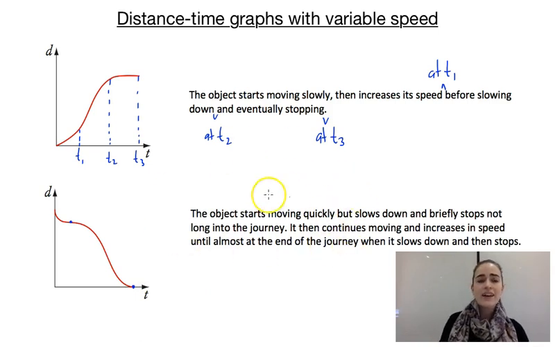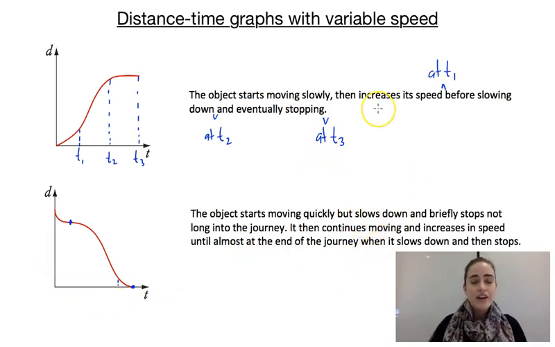When I've written that out, it is a little bit tricky because we don't have more information. So what I've said is the object starts moving quickly, but then slows down briefly and briefly stops not long into the journey. I had to put that not long into the journey because I don't actually know how far it's been, but it is pretty close to the start. Then I've said that it continues moving and increases in speed until it gets towards the end of its journey, so about here, when it starts slowing down again and then eventually stops. Like I said, the more detail that your diagram has, the more detail your answer should have. All right, so that's having a look at distance time graphs where the speed is variable.